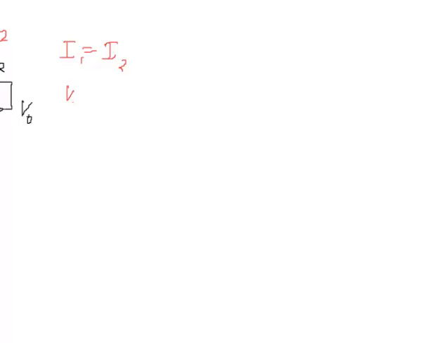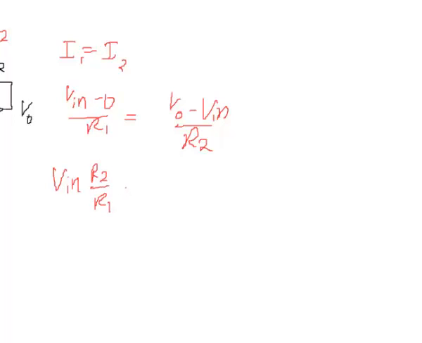I1 is equal to (Vin minus 0) over R1, and I2 is (Vout minus Vin) over R2. Now we're going to multiply by R2. We have Vin times R2 over R1 equals Vout minus Vin. We can say that Vout equals Vin times (R2 over R1 plus 1).